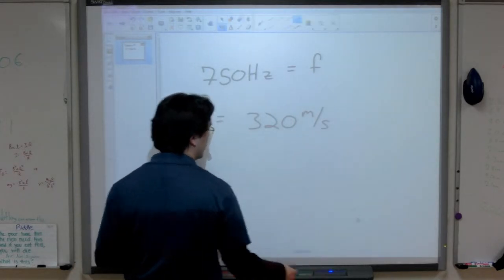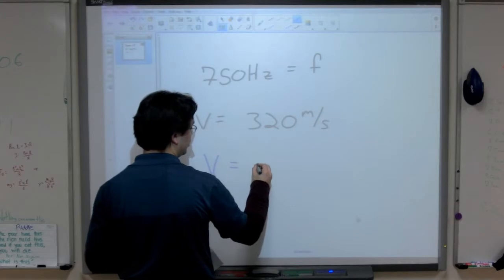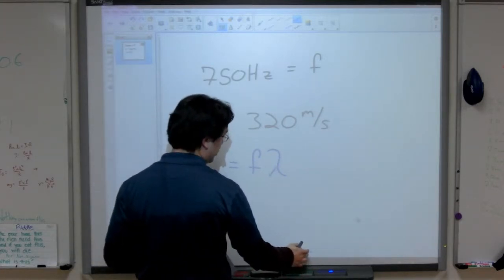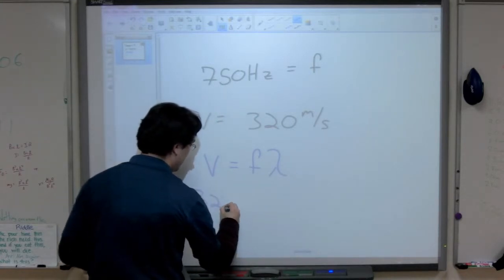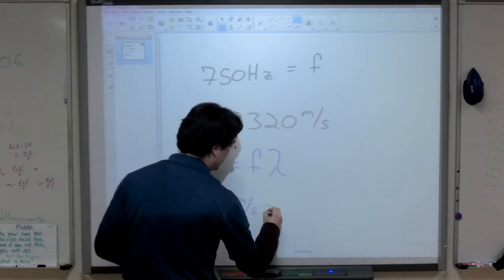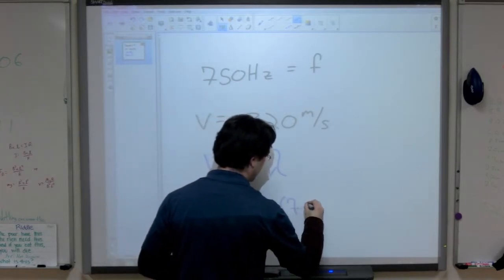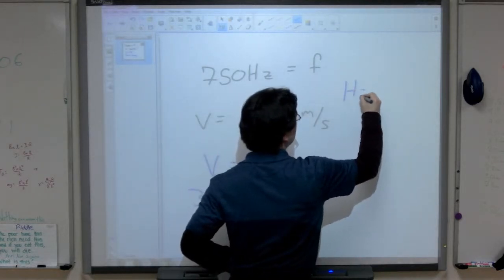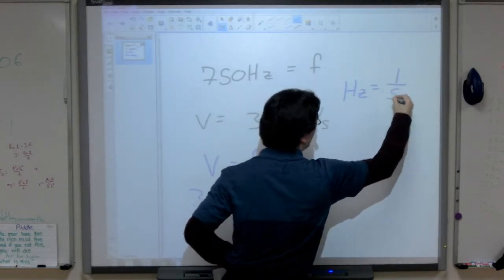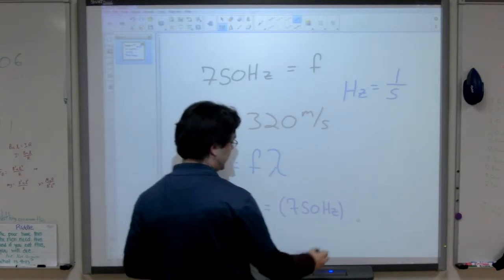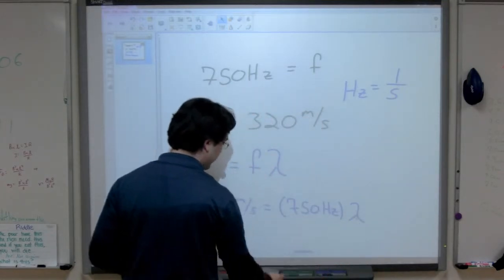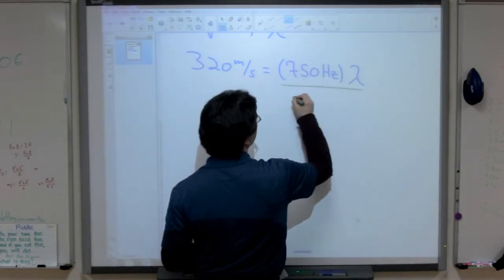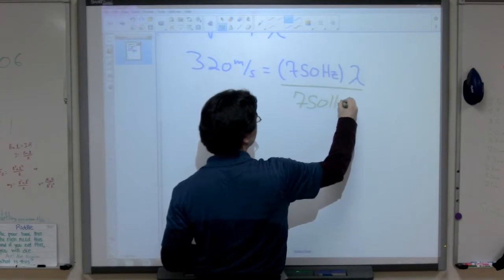Okay, well, I will use my equation that the velocity is equal to our frequency times wavelength, and I can basically just plug things in. I know that 320 meters per second equals my frequency, which is 750 hertz. Remember, hertz is the same thing as 1 over seconds. It's also called inverse seconds. Times our wavelength. All I need to do is solve for wavelength, so I'm going to divide both sides by 750 hertz.